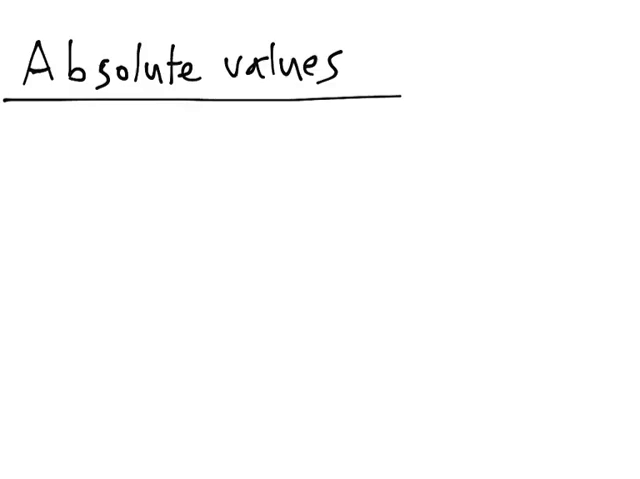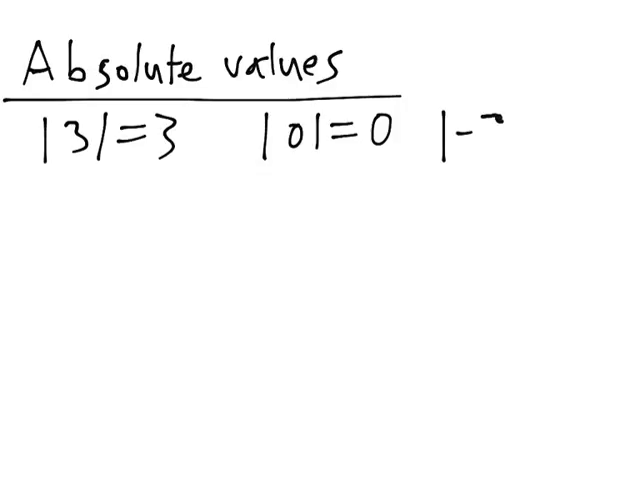Next, let's talk about absolute values. For any real number x, the absolute value of x is equal to x if x is 0 or positive, and it's equal to minus x if x is negative. For example, absolute value of 3 is equal to 3, since 3 is positive. Absolute value of 0 is equal to 0, since it's 0. And absolute value of minus 7 is equal to 7, since minus 7 is negative, and minus of minus 7 equals 7. Essentially, what the absolute value does is it removes any minus signs from your expression.